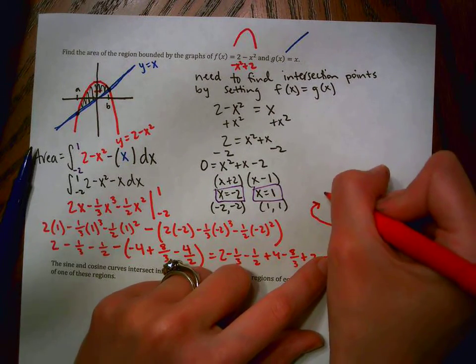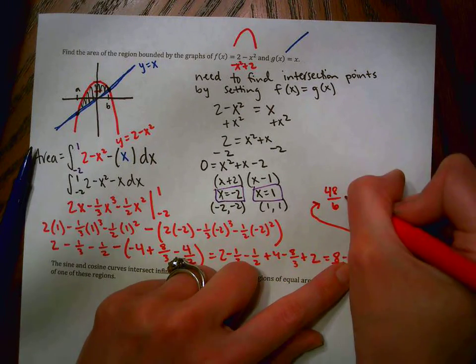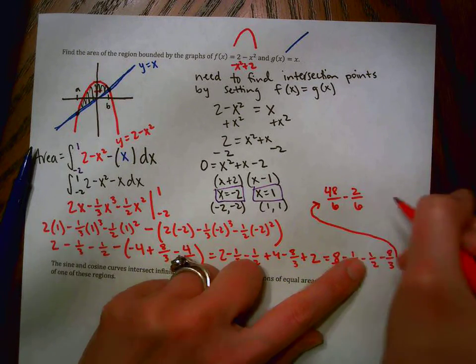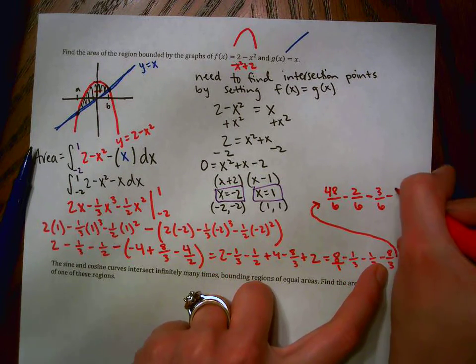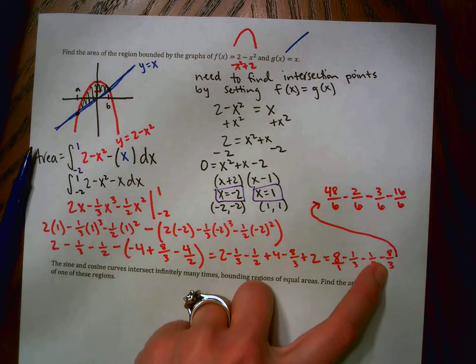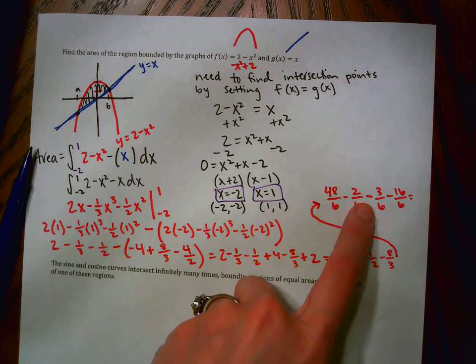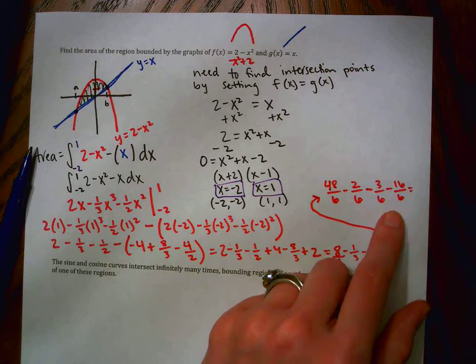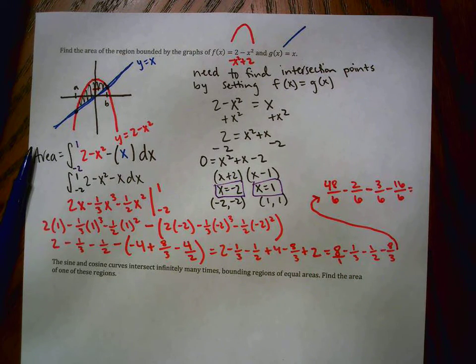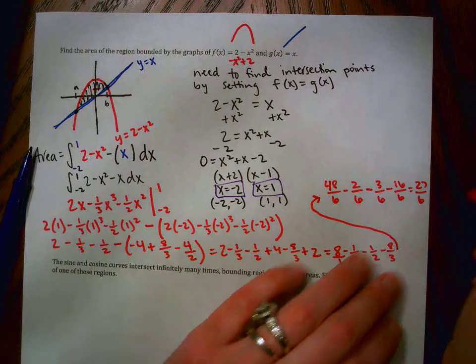So I multiply this by 6, so that'd be 48 over 6. This is multiplied by 2, so it becomes minus 2 over 6. This is multiplied by 3, so minus 3 over 6. And this is multiplied by 2, so minus 16 over 6. So that all becomes, if you do 48 minus 2 minus 3 minus 16, what is that? I had it now. I don't. 27, correct? So it's 27 over 6 is your area.